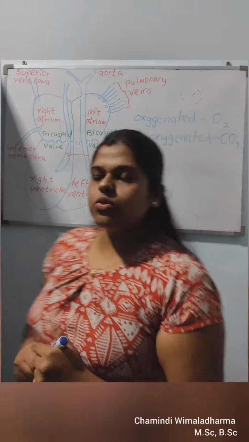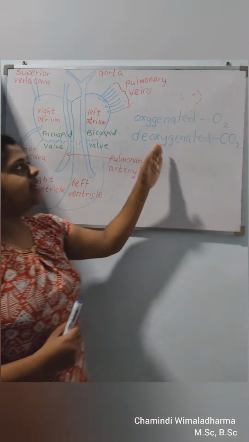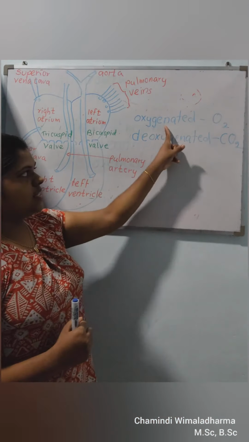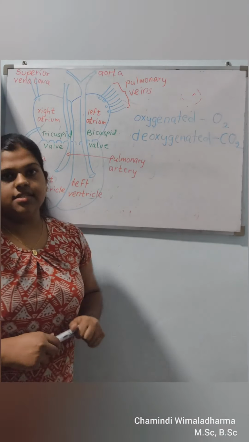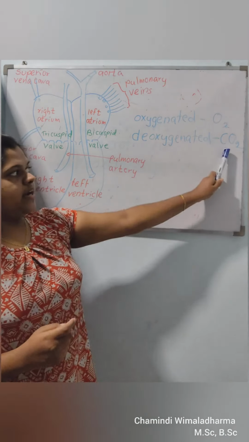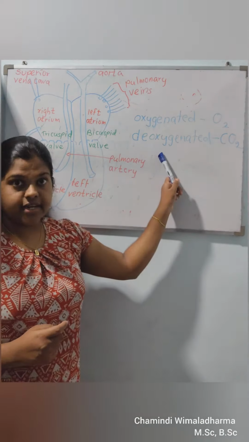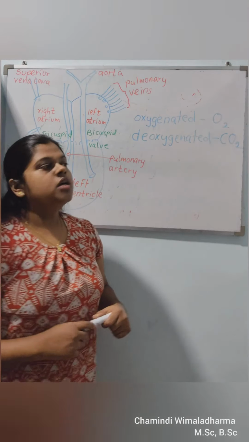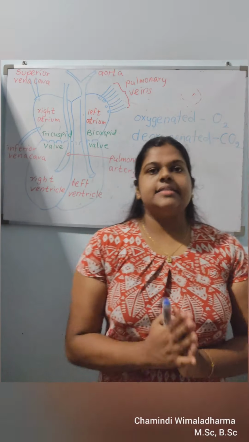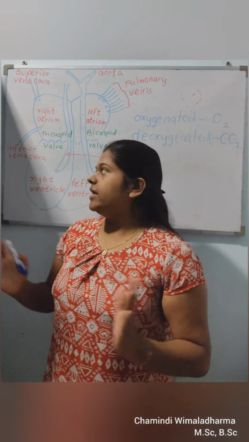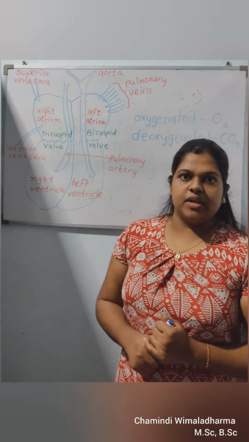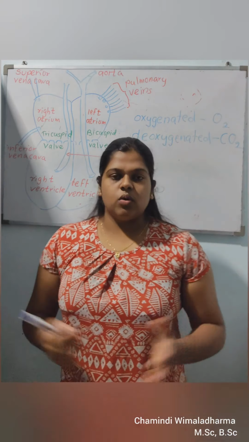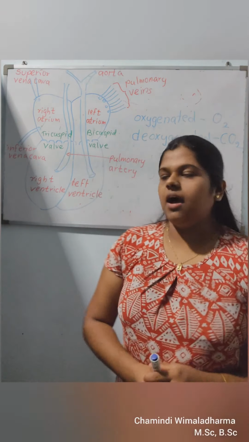So these are the two main types of blood circulating inside our body: the oxygenated blood and the deoxygenated blood. If it is with carbon dioxide, we call it deoxygenated. If it is with oxygen, we call it oxygenated. These two types of blood travel on the two sides of our heart. So we will now talk about the main parts of the heart.